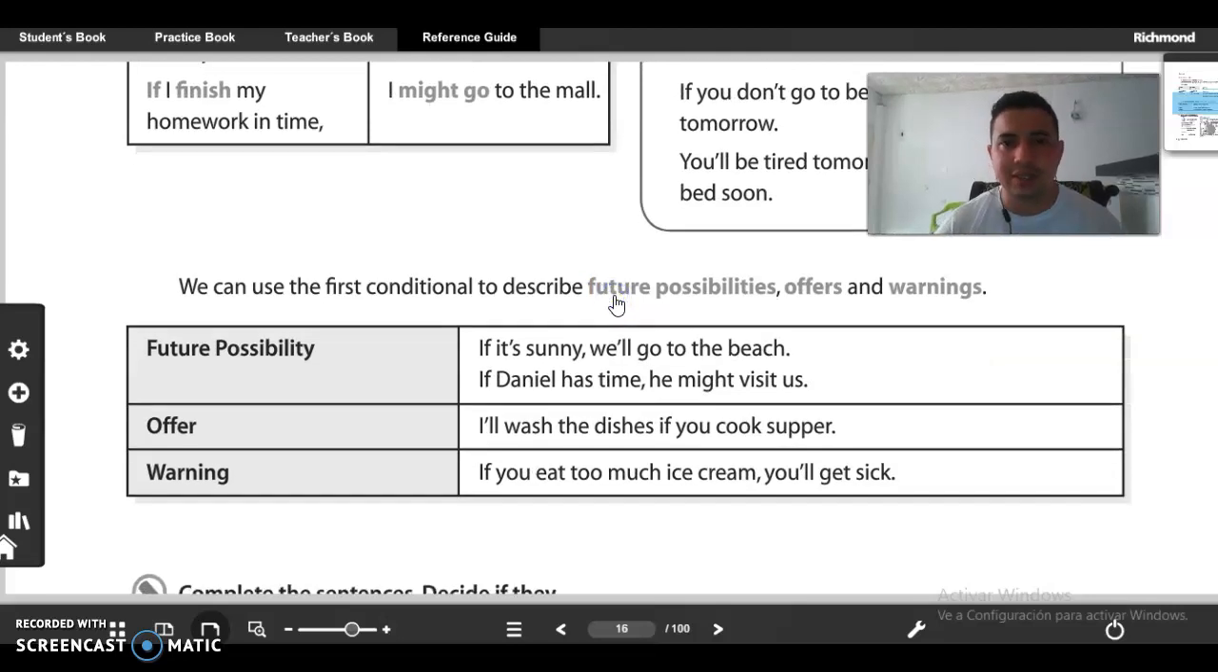We can use it to talk about future possibilities, offers, and warnings. For example, for future possibilities we have: if it is sunny, we'll go to the beach. If Daniel has time, he might visit us. Offer: I'll wash the dishes if you cook. And finally, warning: if you eat too much ice cream, you'll get sick. Let me move to the following part.